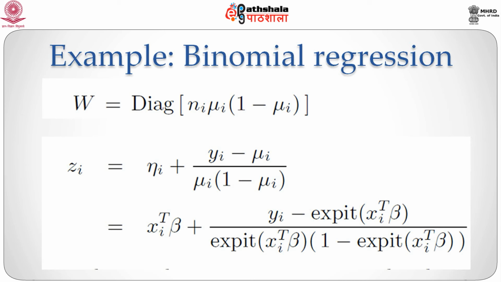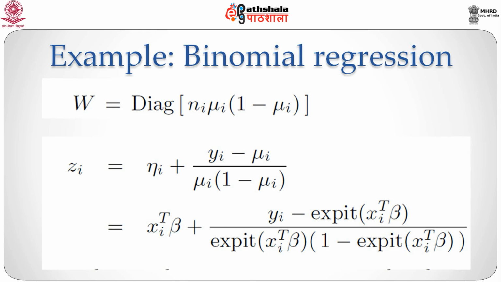My constructed variable z_i turns out to be equal to eta_i plus (y_i minus mu_i) over mu_i into 1 minus mu_i. Written as a function of x_i, this is x_i prime beta plus (y_i minus expit(x_i prime beta)) over expit(x_i prime beta) into (1 minus expit(x_i prime beta)), where expit refers to the function e to the power w by 1 plus e to the power w.